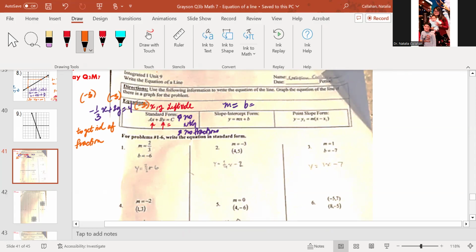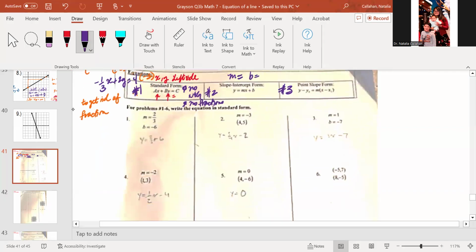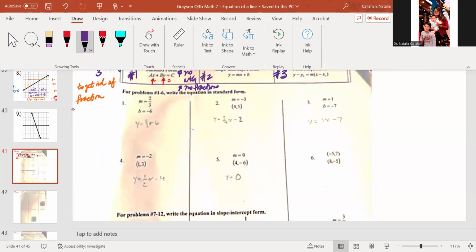Yeah. Okay. All right. Point slope form. This is another one, right? So those are the three different equations. Number one, standard form. Number two, y-intercept or slope-intercept form. And number three, point slope form, right? Yeah. So for problems 1 to 6, write the equation in standard form.